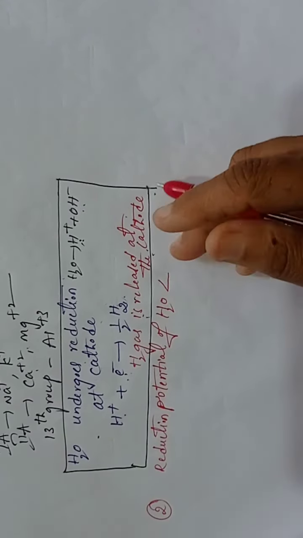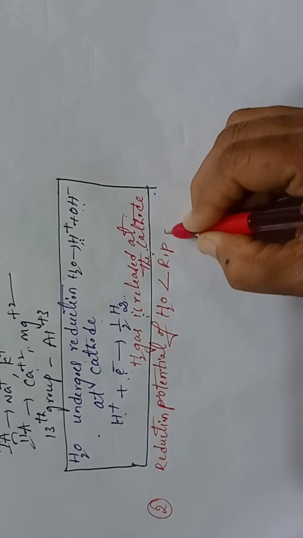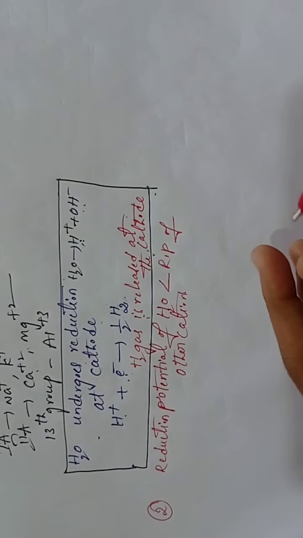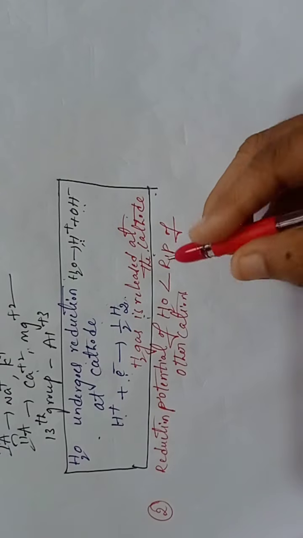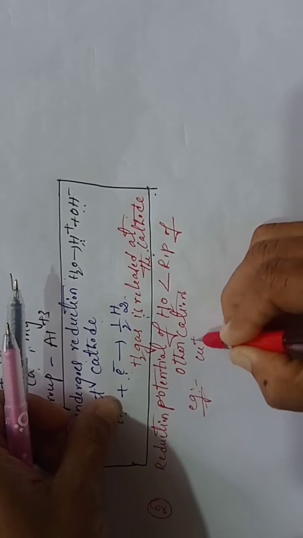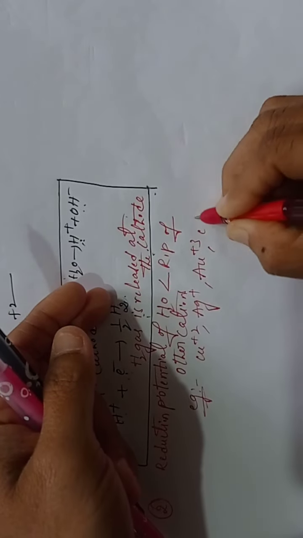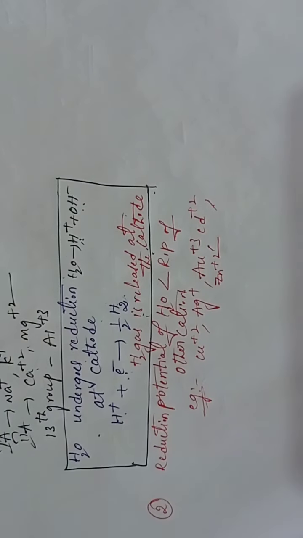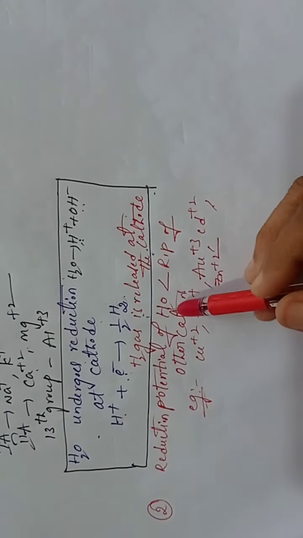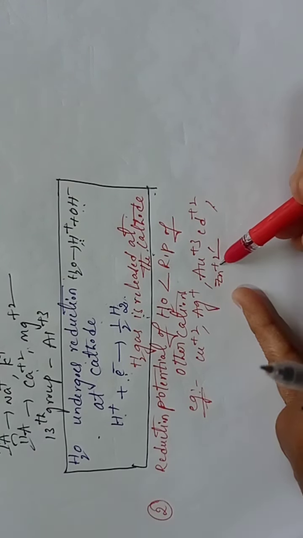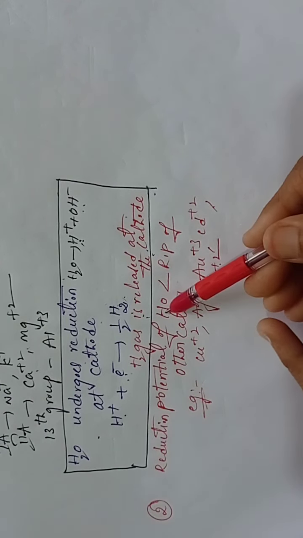Other cations means except first, second, and 13th group elements. We can take examples, students: Cu plus 2, Ag plus, gold Au plus 3, and cadmium Cd plus 2, and next zinc, Zn plus 2. So if the reduction potential of water is less than these metal ions, then these metal ions undergo reduction. That means water does not undergo reduction, students.